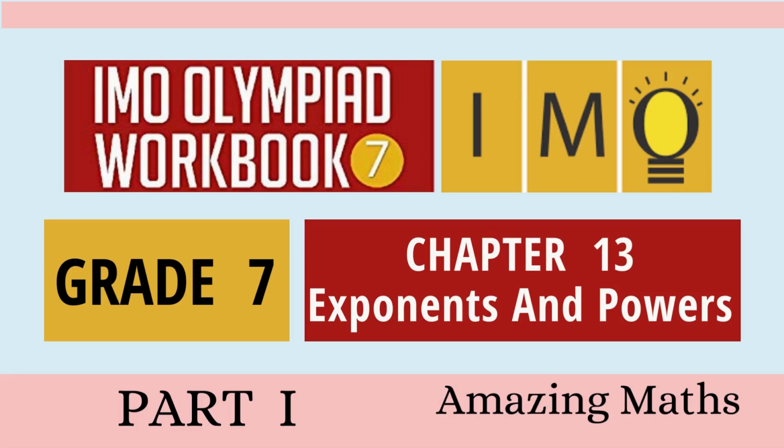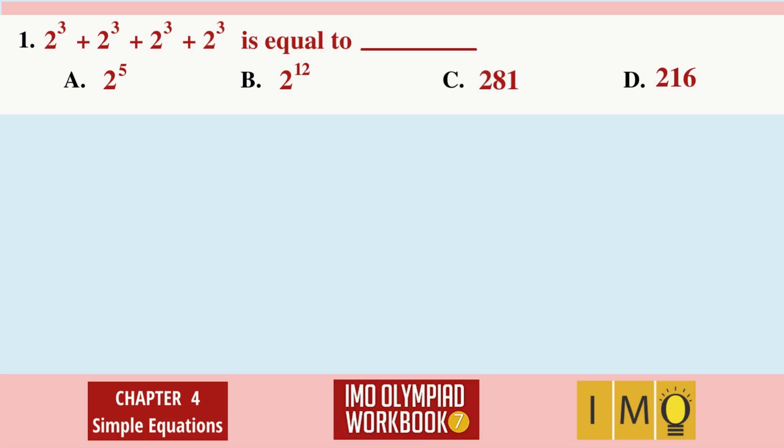In this video, we'll see the solutions with explanations for Chapter 13, Exponents and Powers from Grade 7 IMO Olympiad Workbook. First question. What is 2 to the power of 3 plus 2 to the power of 3 plus 2 to the power of 3 plus 2 to the power of 3?